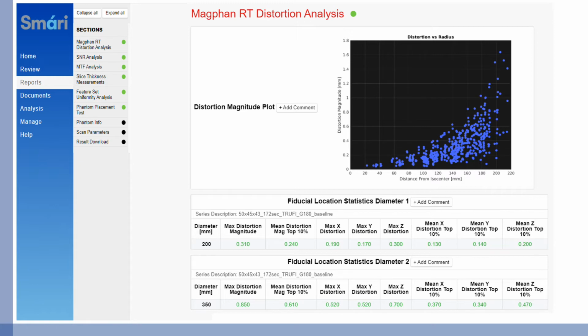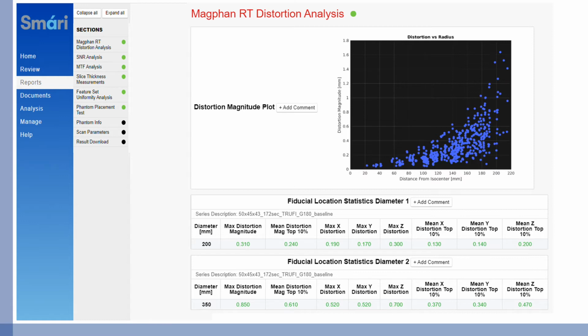This screenshot is from part of the distortion measurement output, in which a plot of distortion magnitude versus radius from isocenter is shown. Such a plot can be used to give a quick answer to the maximum distortion at any radius. For quantitative pass-fail tests and for longitudinal tracking, numerical output is provided in the form of distortion statistics over various volumes. Shown here are statistics over two user-defined volumes.